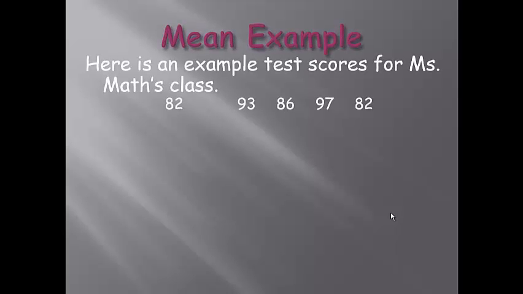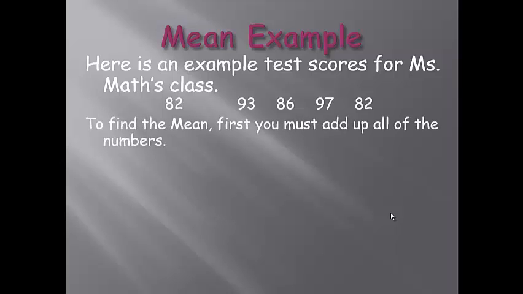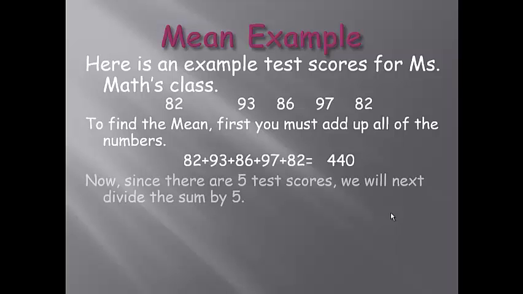Mean example. Here is an example of test scores for Miss Maths class. To find the mean, first you must add up all of the numbers in the list: 82 plus 93 plus 86 plus 97 plus 82, and that gives you 440. Now since there are 5 test scores, we will next divide the sum by 5. So 440 divided by 5 gives you 88. So the mean is 88.